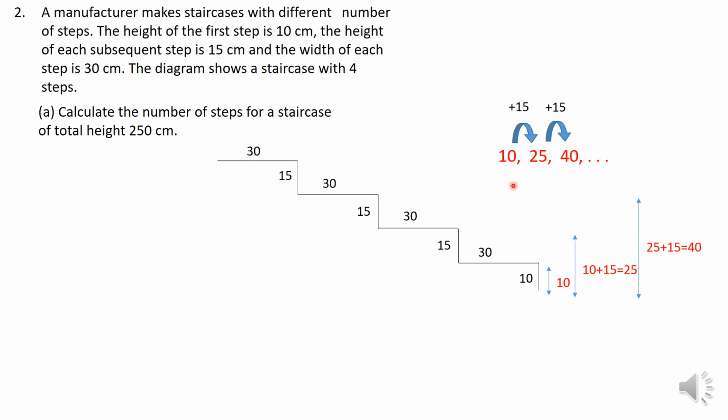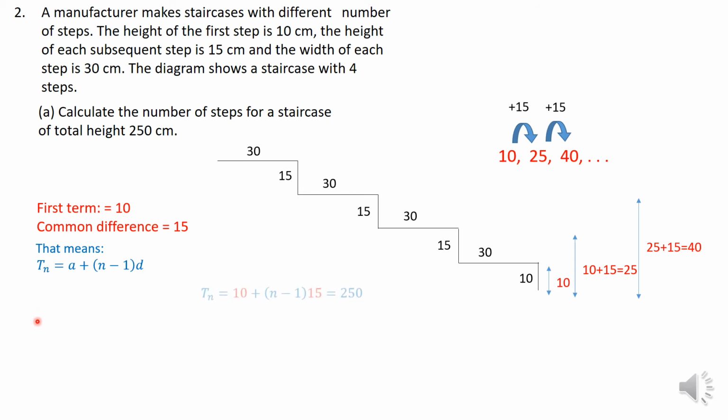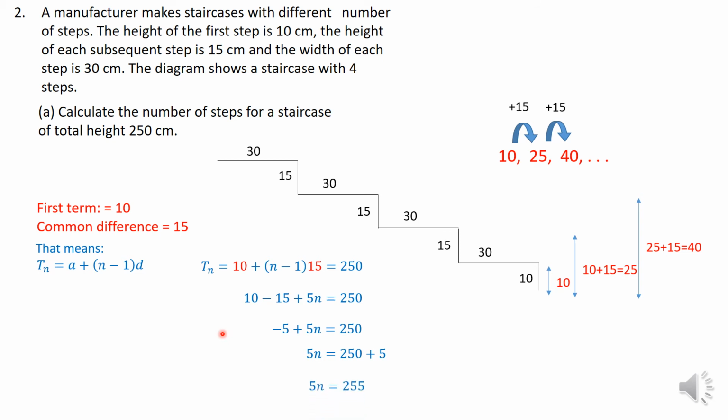So what I realized, this is an arithmetic progression with the first term being 10 and the common difference being 15, as you are adding 15 every time. So we are looking for the number of steps. So we're going to use our T sub n formula, and we're simply going to substitute for A and for D, and it should equal a height of 250 centimeters. So when you clean this up, you're going to get 5n is equal to 255, giving you n is equal to 17. Therefore, the number of steps for a staircase of height 250 centimeters is 17.